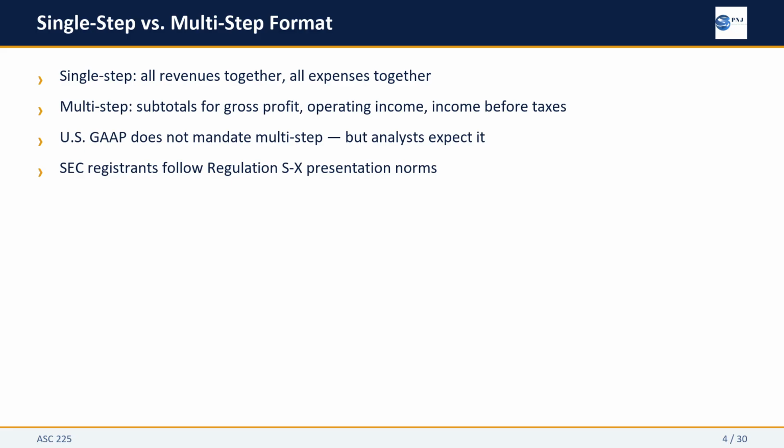GAAP does not actually require the multi-step format, but practically every public company uses it because analysts demand gross profit and operating income subtotals. The single-step format lumps all revenues and expenses together, adequate for small entities, but insufficient for stakeholders who need to see margin layers. SEC registrants follow Regulation S-X norms that reinforce multi-step practice.